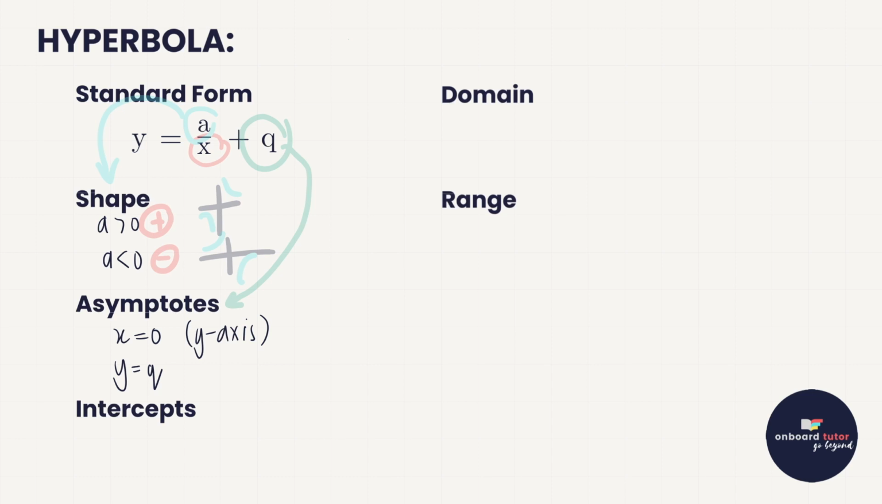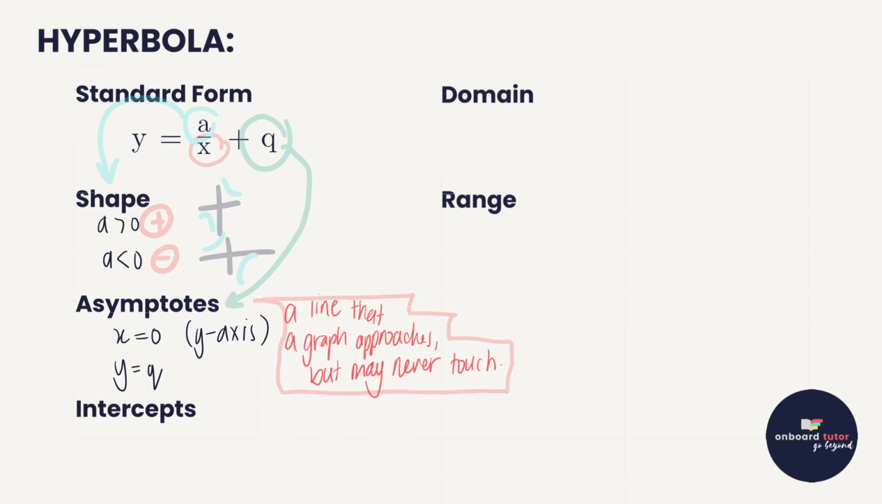Okay, what is an asymptote, you may be asking? An asymptote is a line that a graph approaches but may never touch. So I always like to picture it as almost like electric fencing on my graph. So the graph can get very, very close to that electric fencing, but it never touches it and it never crosses it. Okay, so that's important to know.